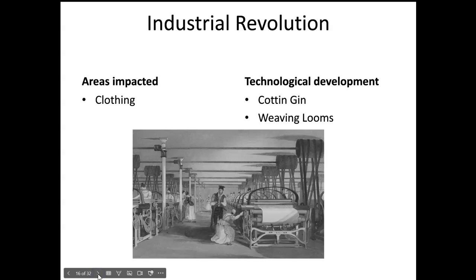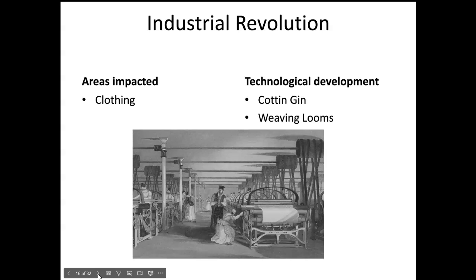So, of course, the other technological developments that came about were the cotton gin and the weaving loom, or the power loom. The cotton gin was so important in the area of clothing because it helped to pull the seeds from cotton, whereas prior to that, everything had to be pulled by hand. So the cotton gin actually started separating those seeds so that we could then put in natural wool to make the threads that we needed.